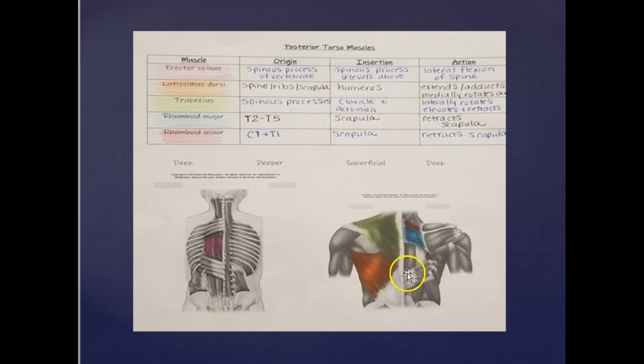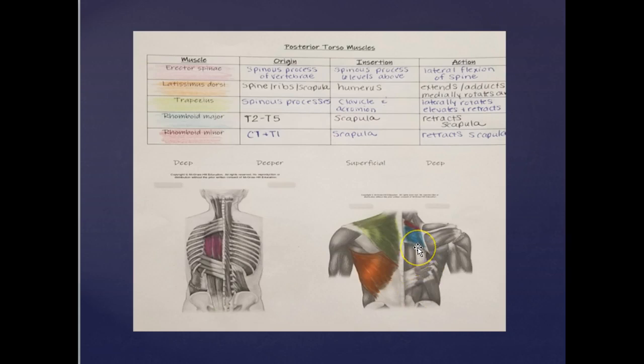The trapezius is in green here. Looks like a triangle. It's going to attach onto spinous processes, and it will then move your clavicle and your acromion. And its job is that it laterally rotates, elevates, and it retracts the scapula, so your shoulder blade.